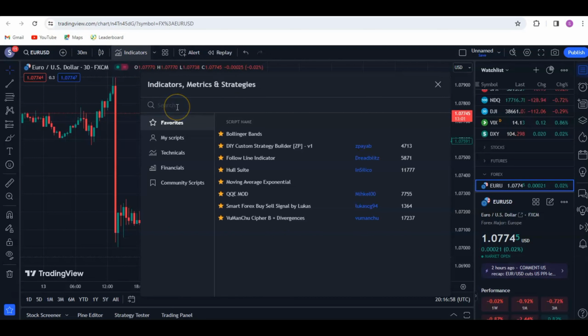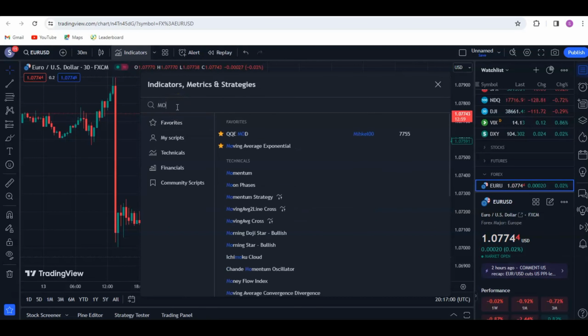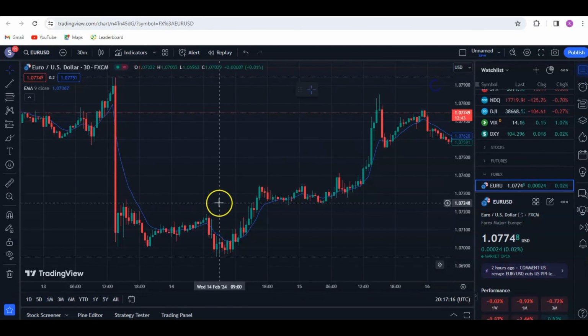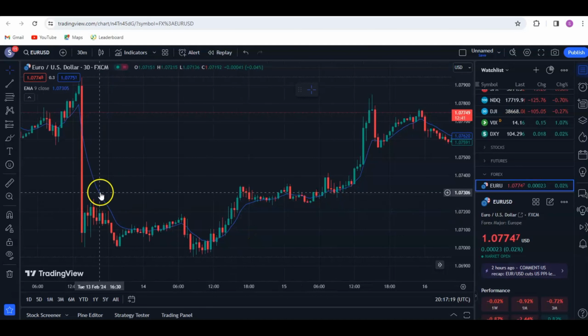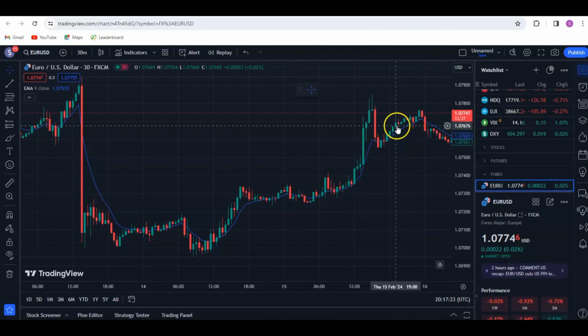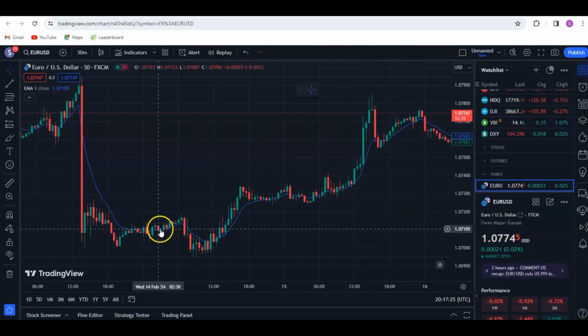So what we have to do here is click on indicator right now. If you are using a mobile phone, just navigate, you are going to see where we have indicator, so click on it. On the indicator, I want you to search for moving average. What we are going to be clicking is this Moving Average Exponential. Click on this Moving Average Exponential, then you can just click on back. You can see we have the line here. This tiny blue line you are seeing right here is the Moving Average Exponential.